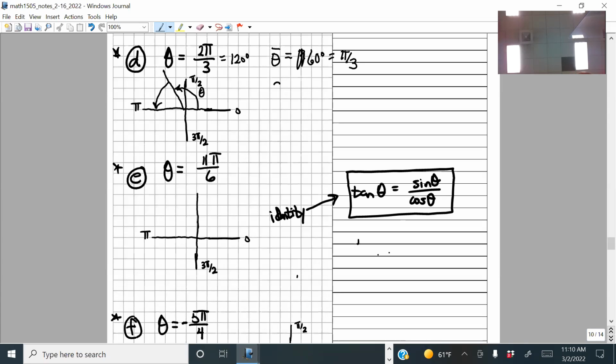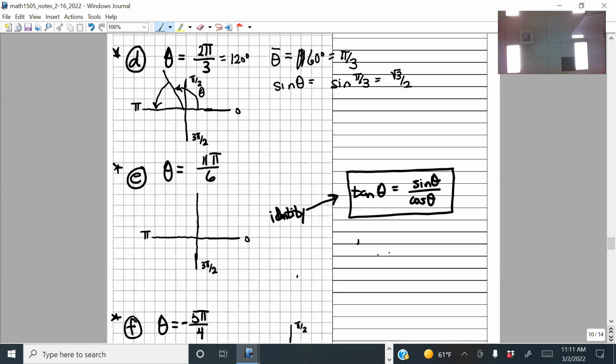So now we're really in good shape. We know the sine of theta is going to be something like the sine of pi over 3, but we may have to adjust the sign. We don't have to adjust the sign here because we're in the second quadrant and sine is positive in the second quadrant. So we can just take the sine of pi over 3, which I think is square root of 3 over 2. So the sine of 2 pi over 3 is square root of 3 over 2.